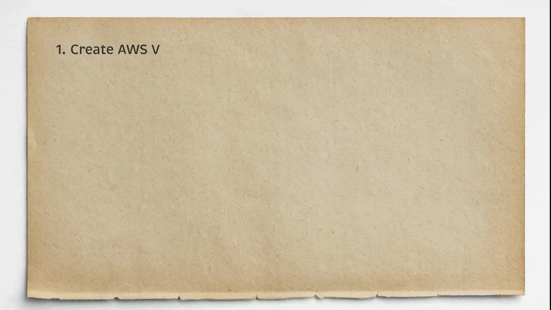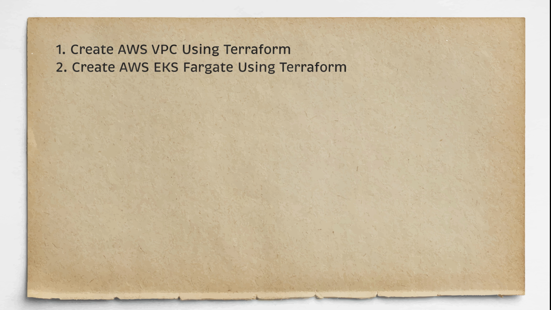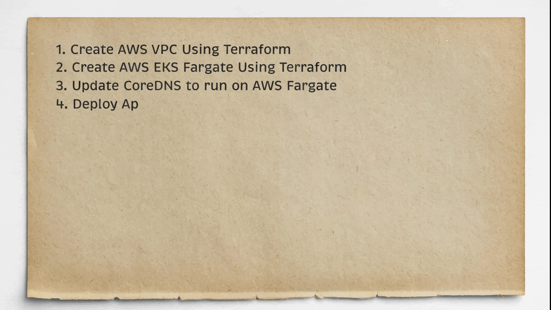In this video, we're going to go over the following sections. First of all, we're going to create AWS VPC using Terraform. Then we will create AWS Fargate. If you're planning to use only Fargate without EKS node pools, you would need to update CoreDNS deployment. Then we will deploy a simple app to the cluster.